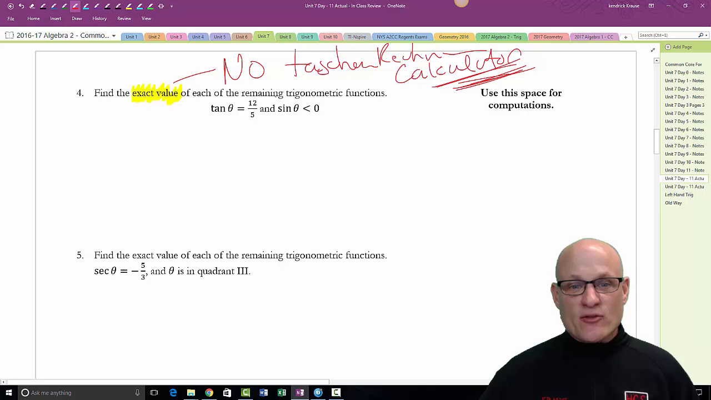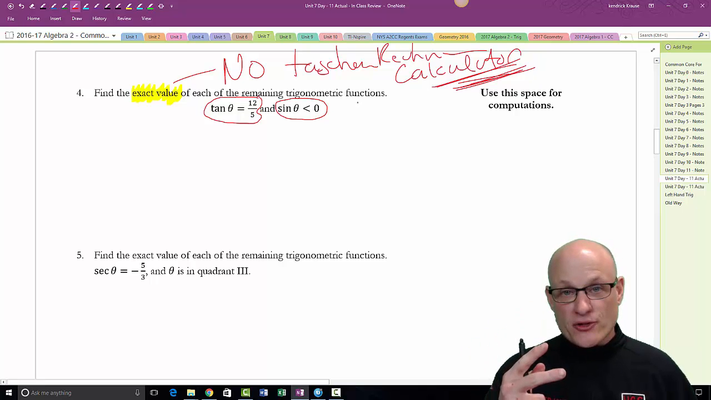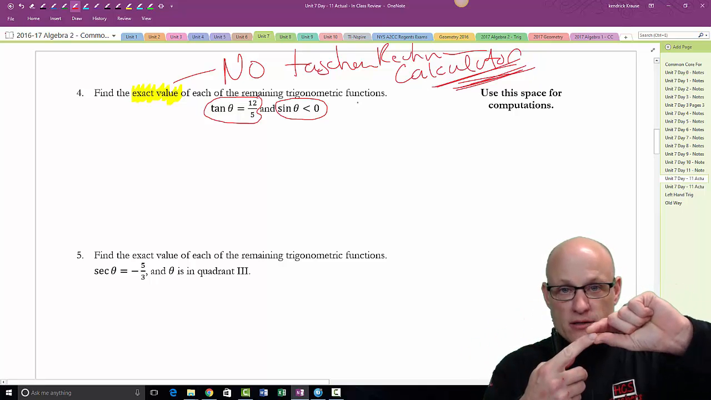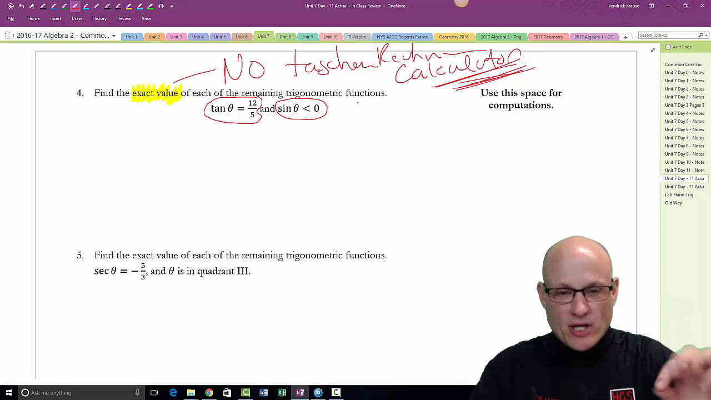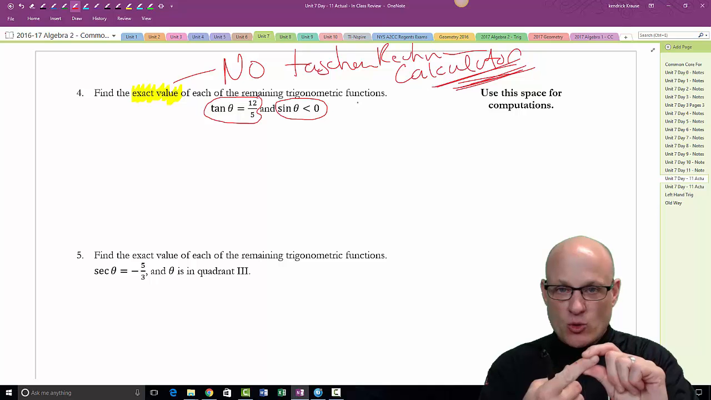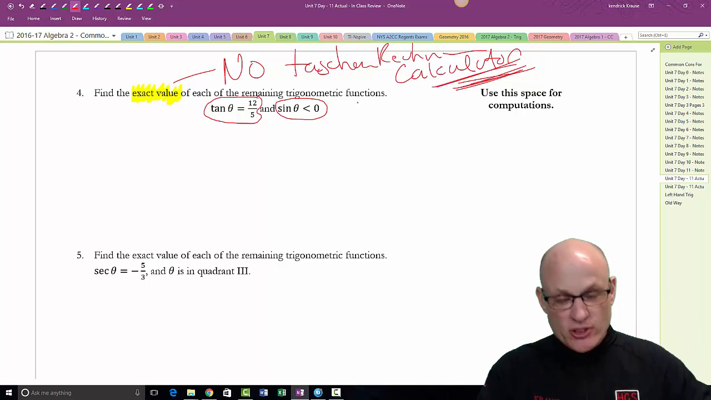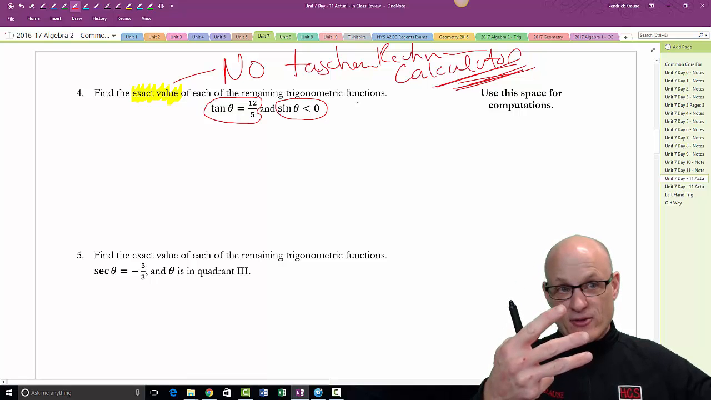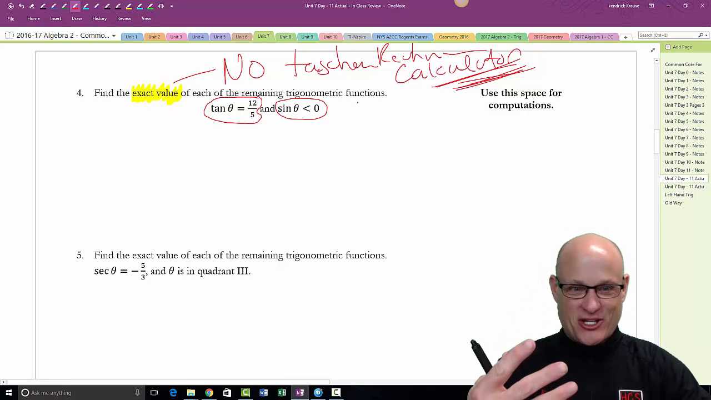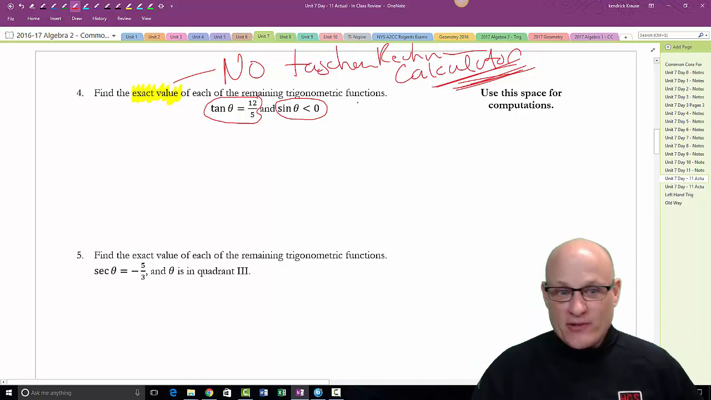So let's see what we got here. Find the exact value of the remaining trigonometric functions if this is true and this is true. Well, there's two parts to this problem. 1 and 2. Oh, I got to tell you what they are. 1, you got to figure out which quadrant you're in. And 2, you got to figure out where you're going to draw your triangle. Oh, then 3, find the other missing sides. Then 4, find the answers to the questions. Oh my God, this one's hard.